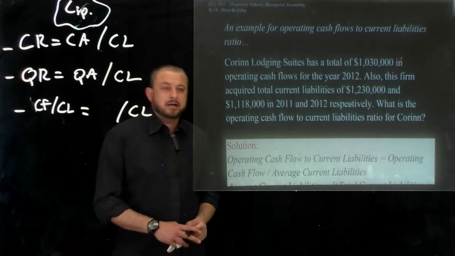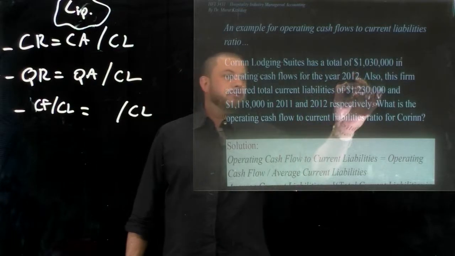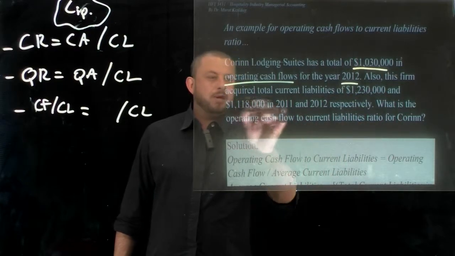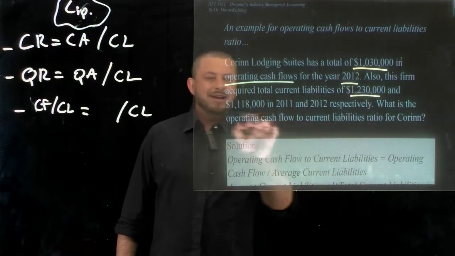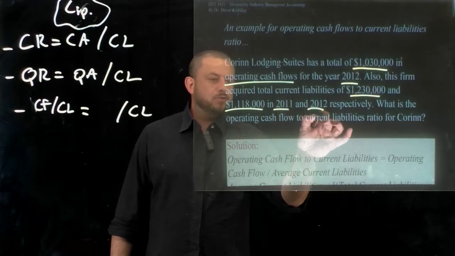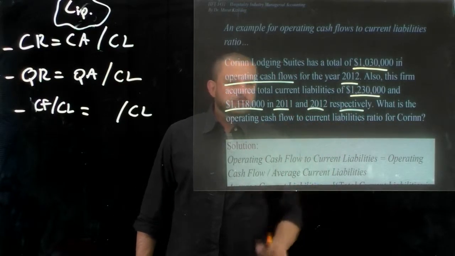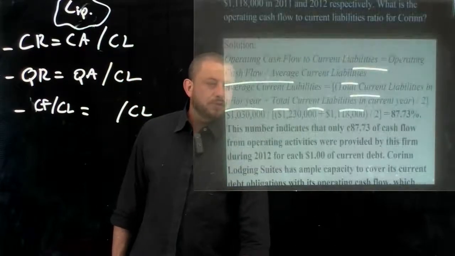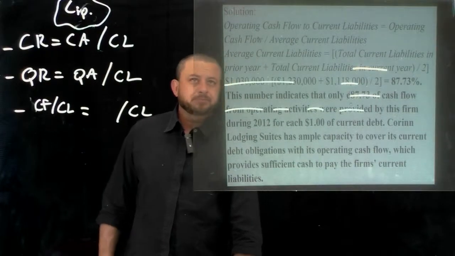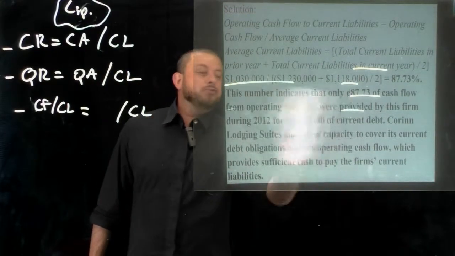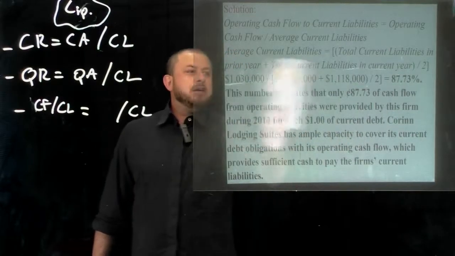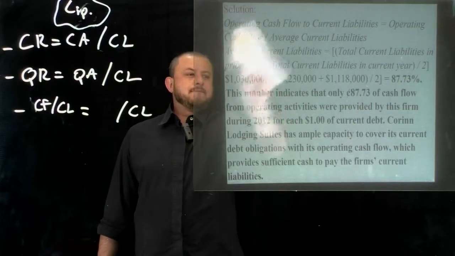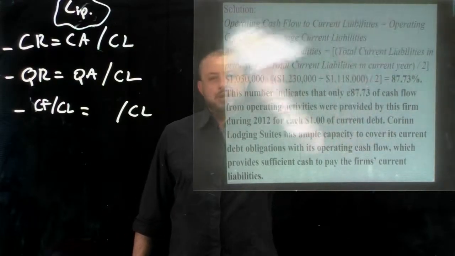So it is a good thing for the companies. Take a look at this example right here, guys. Corinne Lodging Suites has a total of this amount in operating cash flows for the year 2012. Also, this firm acquired total current liabilities of this amount and this amount in 2011 and 2012 respectively. What is the operating cash flow to current liabilities ratio for Corinne? Guys, we have two different current liabilities in this question.